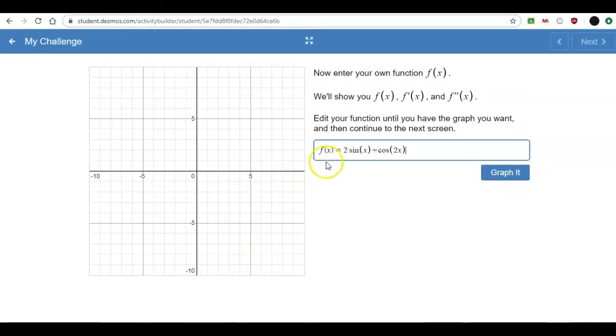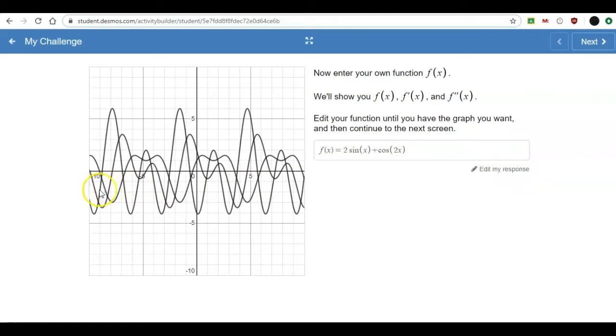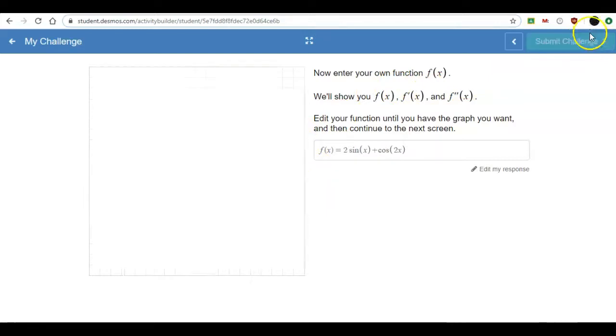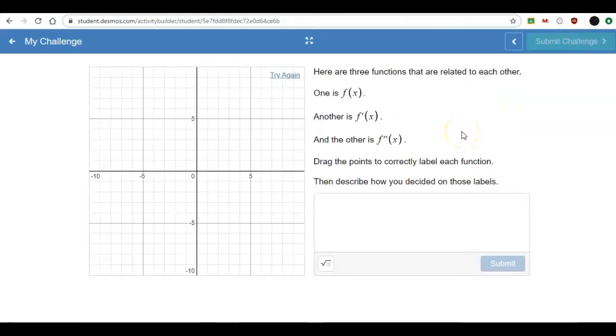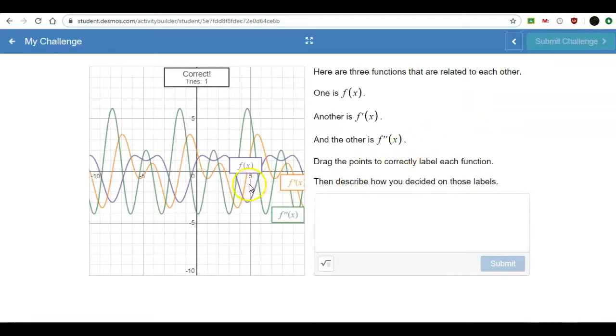So for example, here is a function that I'm going to set for all of you, where f of x equals 2 sine x plus cos of 2x. And what's going to happen if I click on graph is it's going to show me 3 functions. One of those is f, one is f dash, and one is f double dash. And what you're going to have to do is decide which one is which. So I've given you a bit of a clue here because this one is previously labelled.